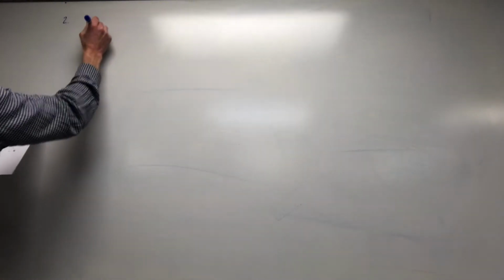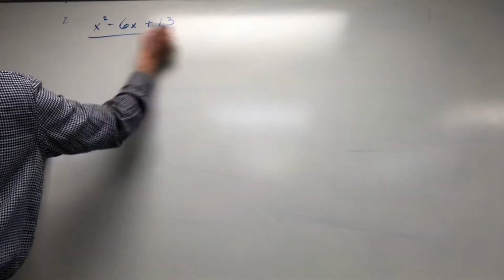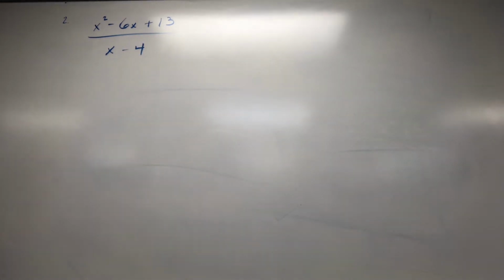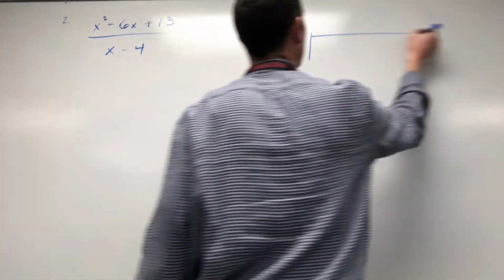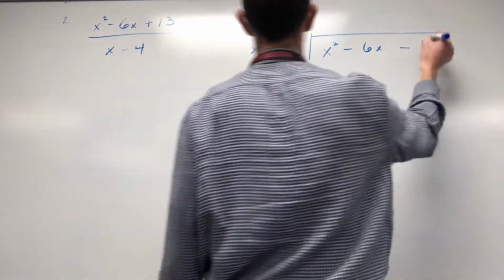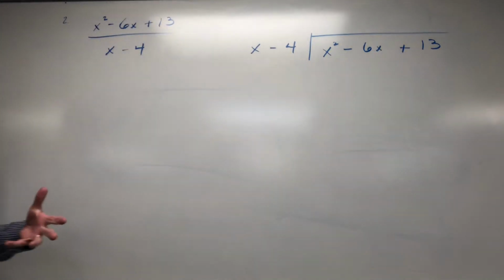All right, let's do another one. Number 2, let's say we have x squared minus 6x plus 13 over x minus 4. Okay, second example, let's set up some long division. X minus 4, x squared minus 6x plus 13. Boom. All right, long division process.